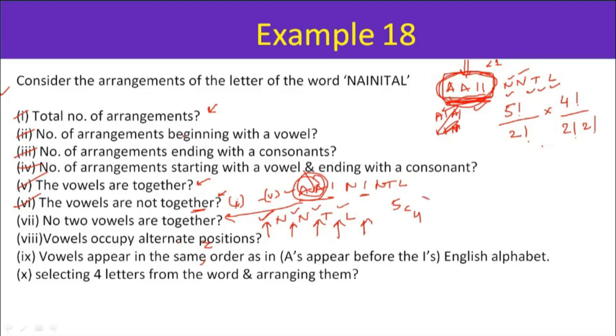Now I can just shuffle the vowels within themselves. I can't shuffle a vowel with a consonant, but whatever is coming here can go here and whatever is coming here can go here. This shuffling can always happen. In how many ways can I shuffle vowels? 4 factorial by 2 factorial number of ways. Similarly, I can also shuffle consonants. N can come in place of T and T can come in place of N. I have 4 consonants. They can be shuffled in 4 factorial by 2 factorial number of ways. So this becomes my answer to question number 7. You can simplify this and get the answer.